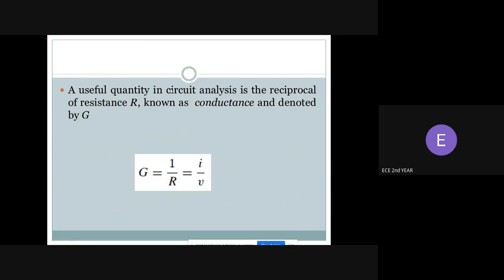A useful quantity in circuit analysis is the reciprocal of resistance, known as conductance and denoted by G. Till now we discussed the resistance; the inverse of resistance we call conductance. It is the opposite of resistance: resistance opposes the flow of electrons, while conductance allows the flow of electrons. So G equal to 1 by R, that is equal to I by V.